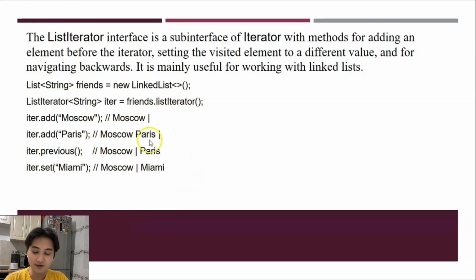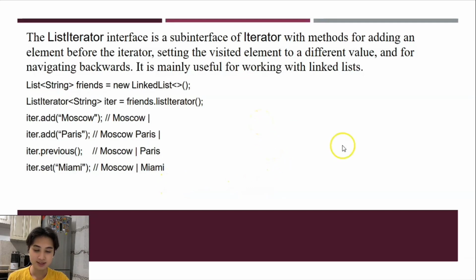In our list we have two elements called Moscow and Paris. So the previous method points to this element and set updates the value of this element. So we can trace this code like this.